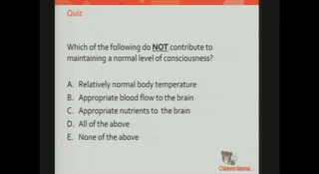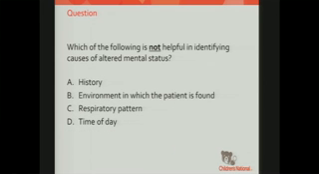Appropriate nutrients to the brain, appropriate blood flow to the brain, relatively normal body temperature. All of the above or none of the above? Which of the following is not helpful in identifying causes of altered mental status? History, environment, respiratory pattern, or time of day?